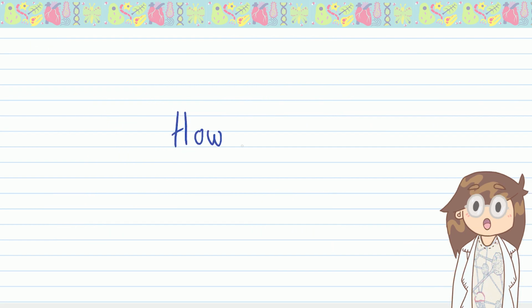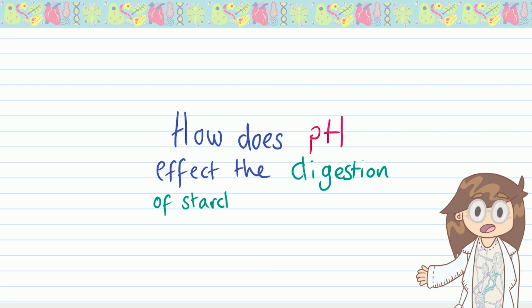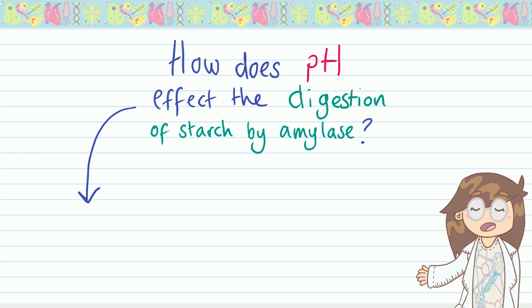Okay, so setting things out like we did in the last video on the food test practical, we're going to be putting our hypothesis in the middle. So how does pH affect the digestion of starch by amylase? And from that, we can start to look at our variables. So we've got our independent variable, the thing that we change, and we've got the dependent variable, the thing we're measuring to see if that change had an effect or not.